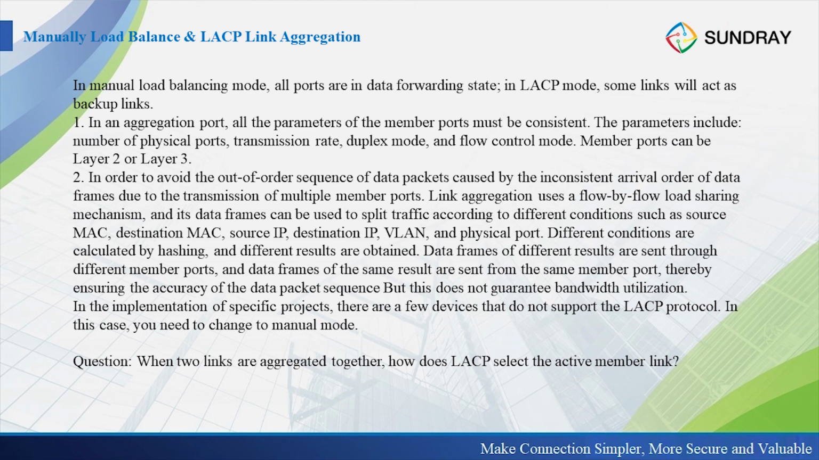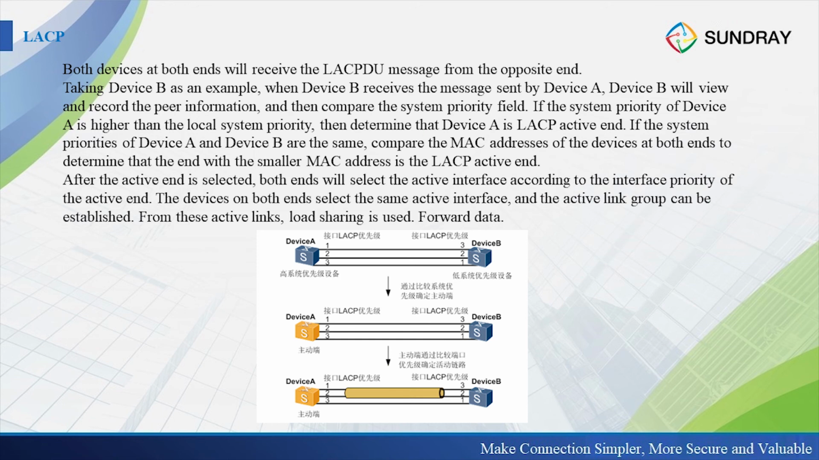And here there is a question: when two links are aggregated together, how does LACP select the active member link? After we enable LACP, the devices at both ends will receive LACPDU messages from the opposite end. So the opposite ports send LACP messages to each other.